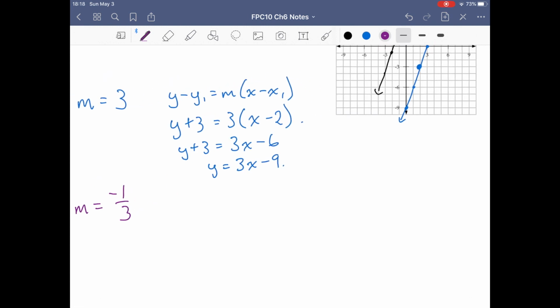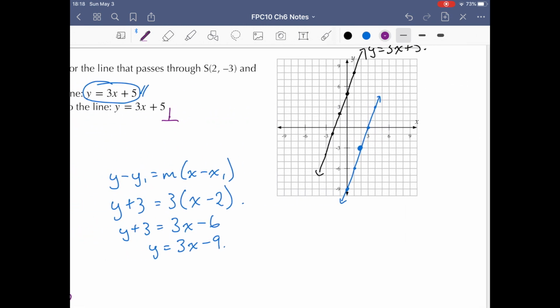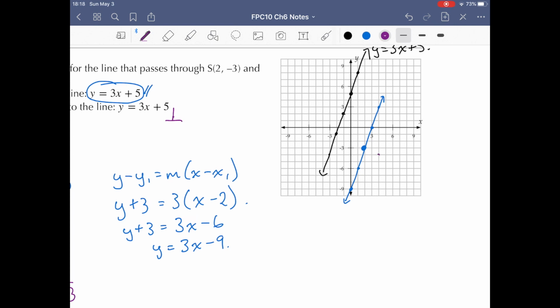Now let's take a look at how that looks on the graph. So it's negative 1 over 3 right here. Starts at this point, negative 1 over 3. Go backwards, negative 1 over 3 right there. That is what this purple line will look like. It's perpendicular to the black line, and it is through the point 2 and negative 3.